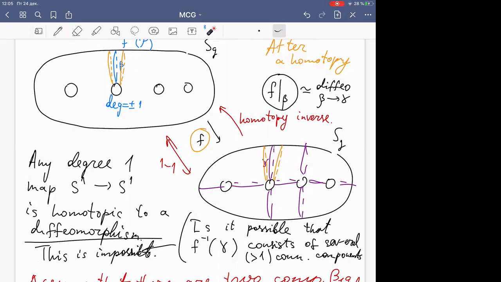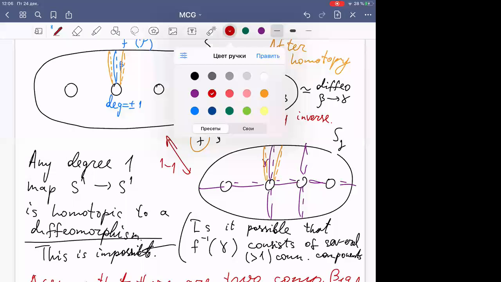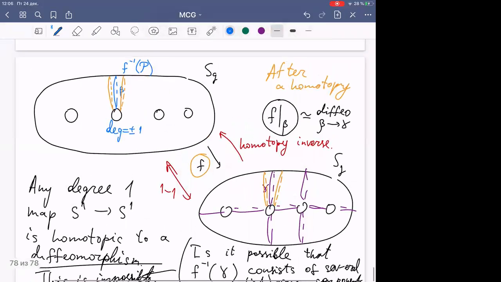So if there are two or more connected components, then the situation is as follows: they are isotopic to each other. So for instance, this one is beta 1 and this one is beta 2.